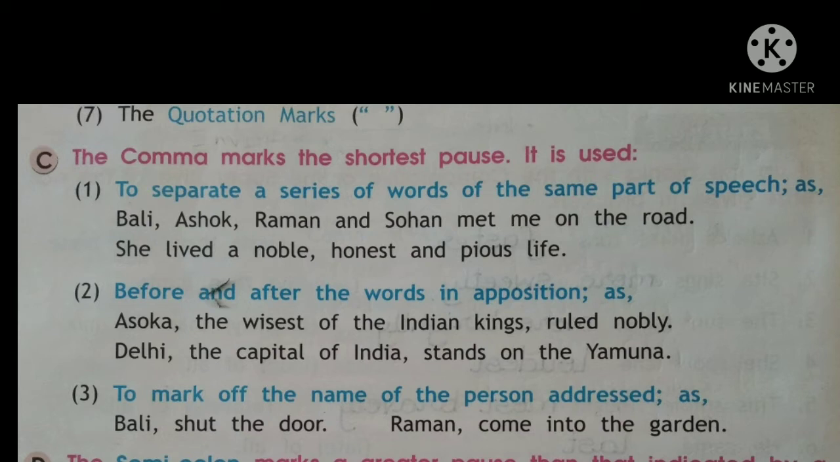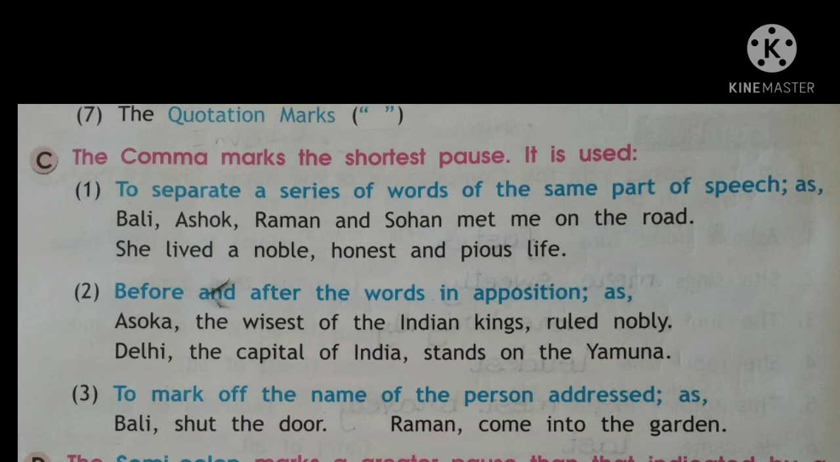The first way that we use it is to separate a series of words of the same part of speech, as in: Bali, Ashok, Raman, and Sohan met me on the road. These were the names of the boys and we were separating them by a comma. The next sentence is: She lived a noble, honest, and pious life. All these qualities are separated by a comma.